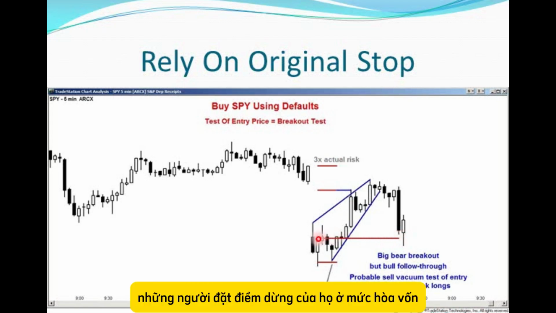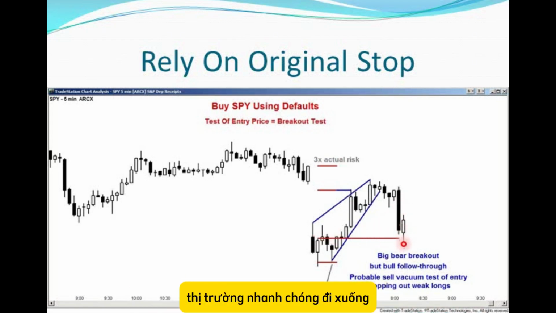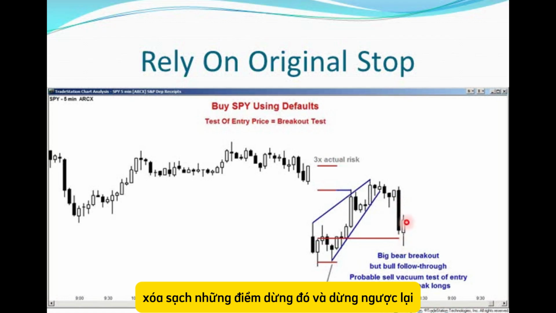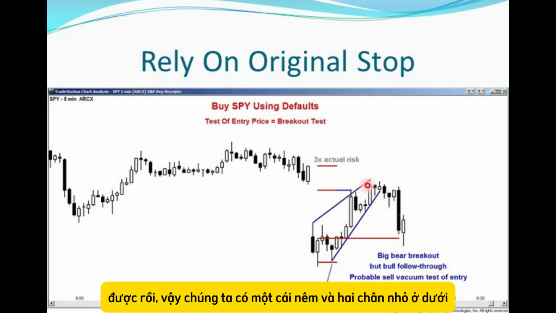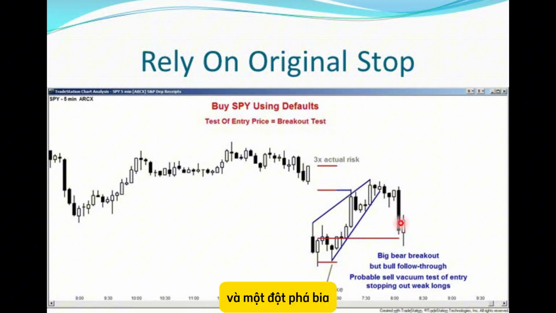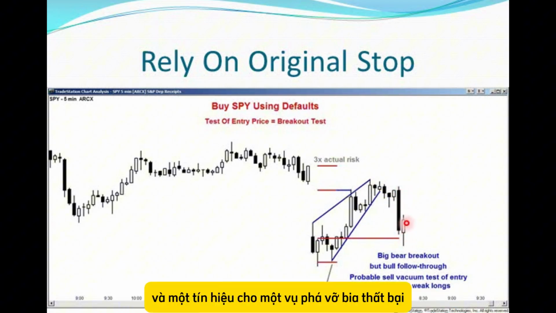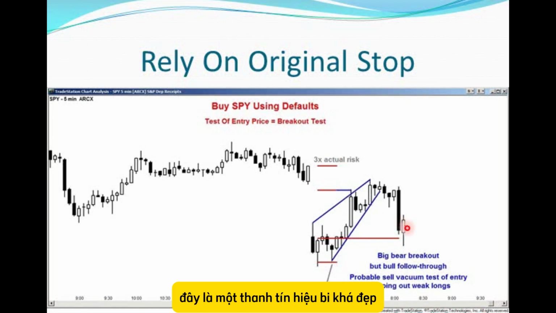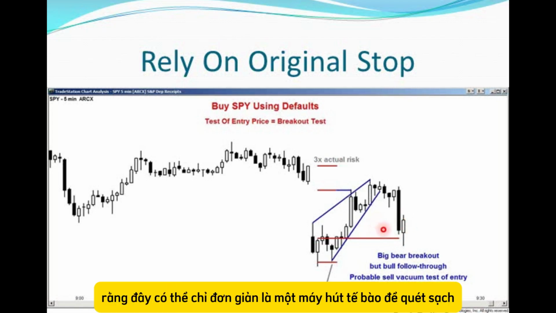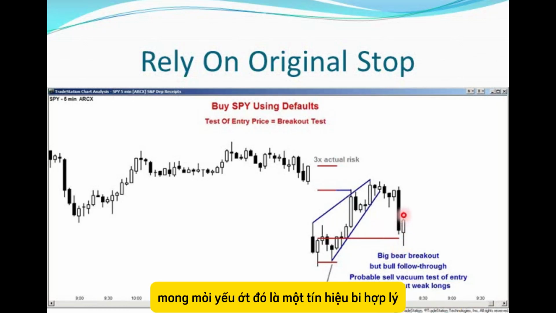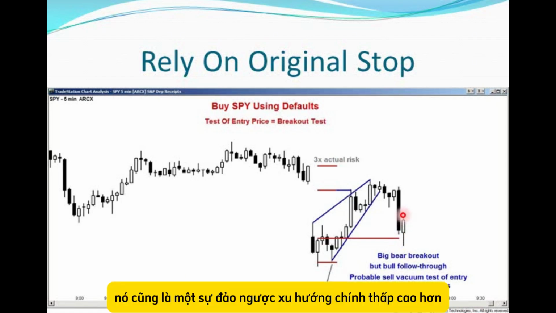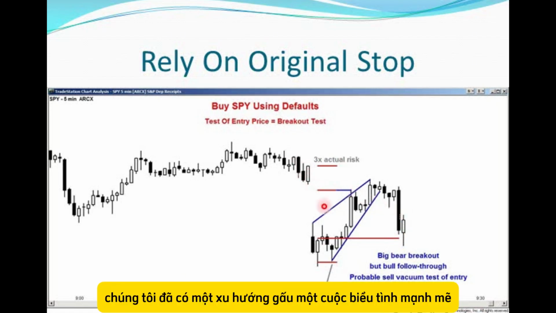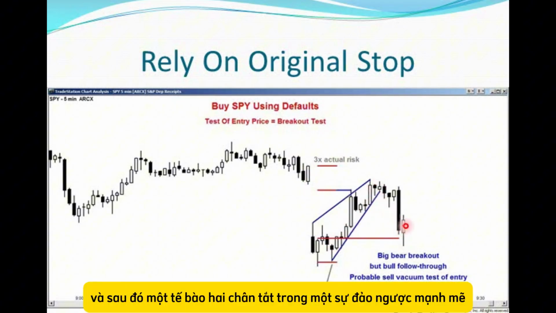And this was probably a sell vacuum test of the weak longs. The longs who put their stops at break even, the market quickly came down, wiped out those stops, and reversed up. Okay, so we have a wedge and 2 small legs down, and a bear breakout and a signal for a failed bear breakout. This is a pretty good looking buy signal bar, and if you understand that this might be simply a sell vacuum to wipe out weak longs, it's a reasonable buy signal. It's also a higher low major trend reversal.